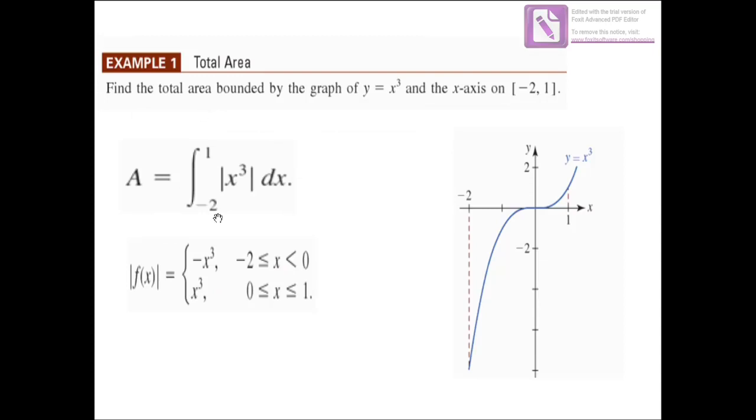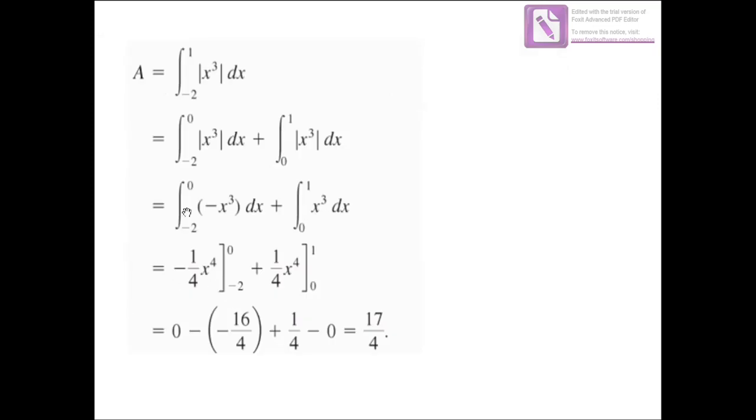We divide it into the integral from -2 to 0 and from 0 to 1. So for -2 to 0 we'll take -x cubed, and from 0 to 1 we'll take x cubed. So it's the integral of the absolute value of x cubed from -2 to 0, plus the integral of the absolute value of x cubed from 0 to 1.